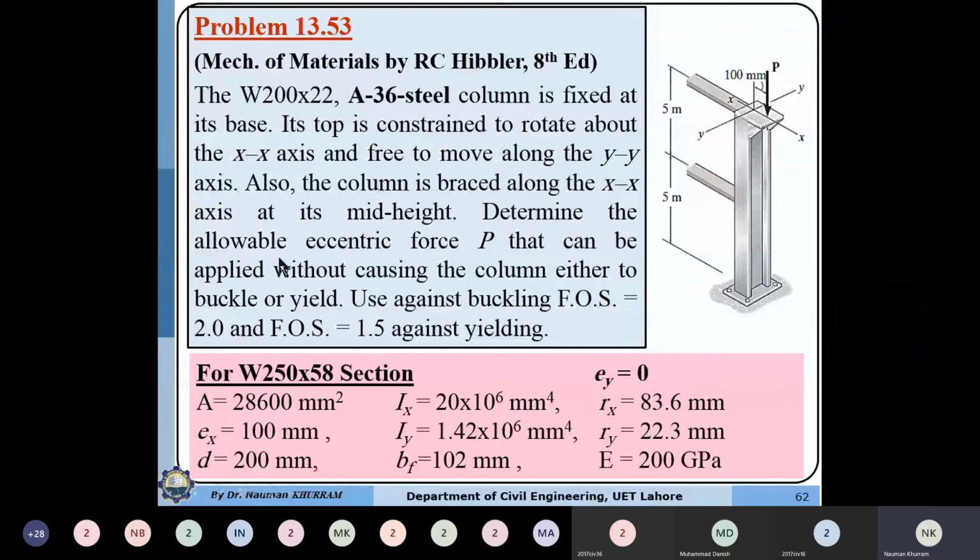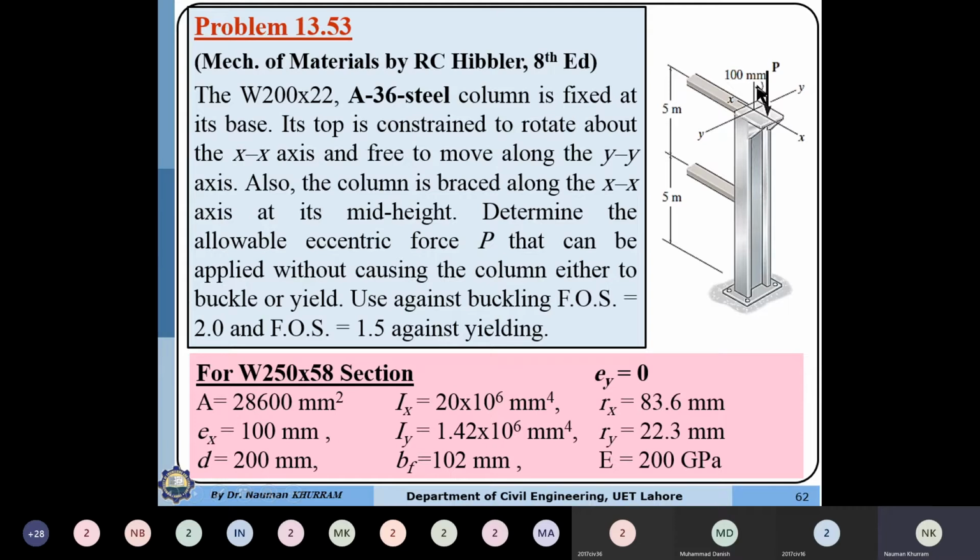Determine the allowable eccentric force P that can be applied without causing the column either to buckle or yield. Use factor of safety against buckling 2 and against yielding 1.5. Use factor of safety against buckling 2 and against yielding 1.5.